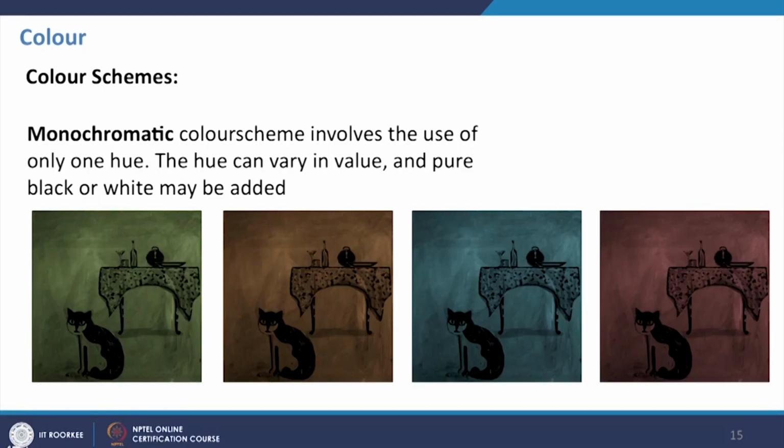So here we have an example of the same painting in different monochromatic schemes. One has a bluish hue, and then variation of tints and shades, and another has a purple, green, and brownish hue. So this is it.